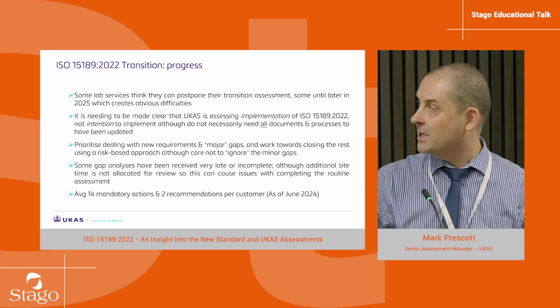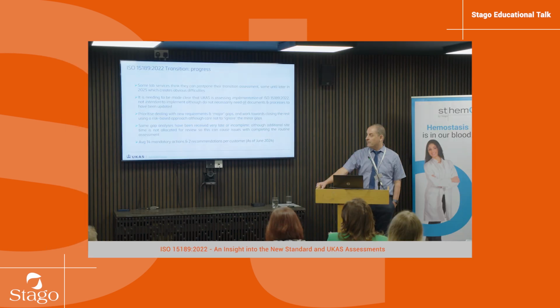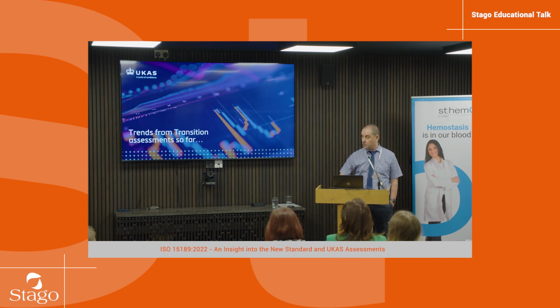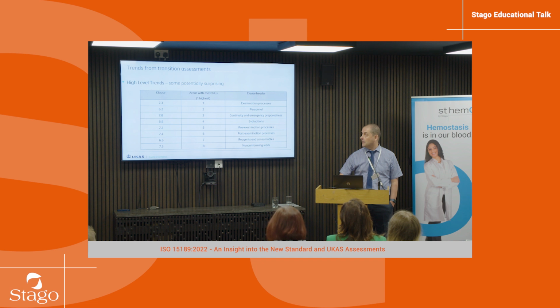Some of the gap analyses have been coming very late, and some of them incomplete. There's an average of 14 mandatory findings and 2 recommendations per customer. That was as of June 24. So these are some of the trends that we've seen so far. I've removed the numbers there. I think in the London presentation, John left the numbers of findings in there rather than me grading them 1 to 8, but I've taken them out because I don't want to scare people when you see the total numbers in there. But those are the areas where the most non-conformities are being seen.